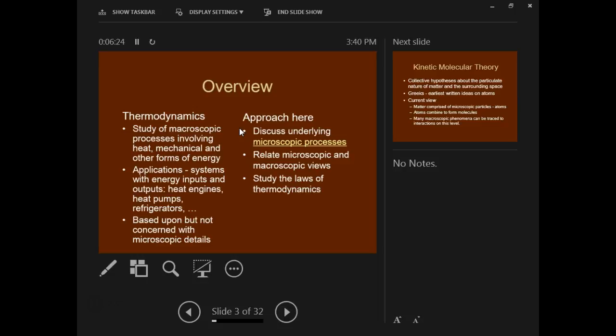These are based on, but not concerned with, the microscopic details. All this stuff, even though macroscopic processes, they're based on, but not really concerned with what's happening on the microscopic scale, the atomic scale, the molecular scale. So, the approach here in this chapter, we'll talk about the underlying microscopic processes that support all this other stuff. We'll relate those microscopic and macroscopic views. And then finally, we'll get around to studying the laws of thermodynamics.